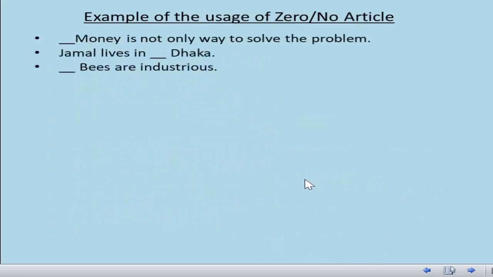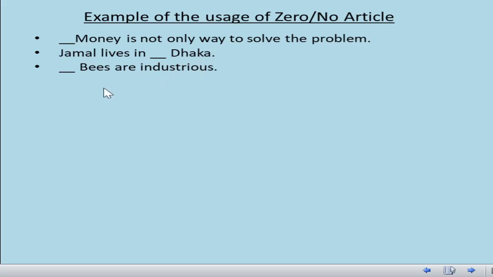Look at the example. Money is not the only way to solve the problem. Here money is a non-count noun, and it is used here as a general idea. So before a non-count noun, sometimes we do not use any article. That is, we use zero article. For example, He lives in Dhaka. Here Dhaka refers to a singular proper noun. Before a singular proper noun, we do not use any article.